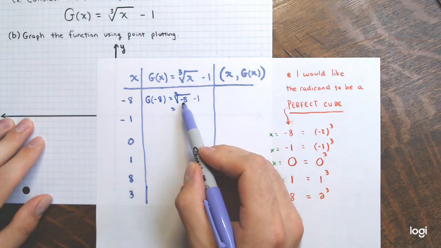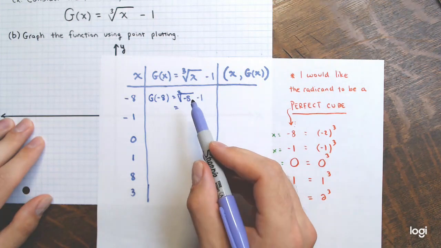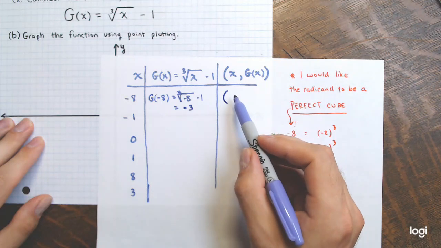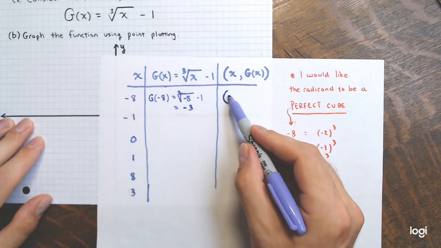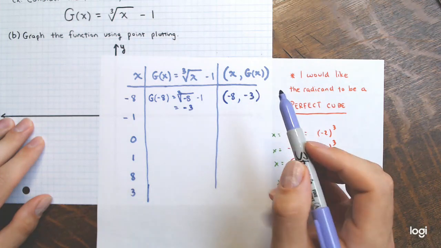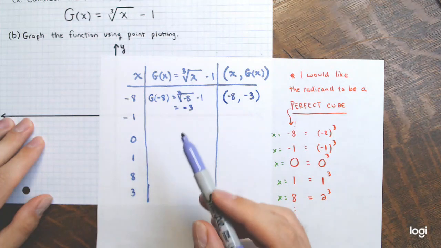Well, the cube root of -8 is -2, and -2 minus 1 is -3. So the point I'm going to be plotting is input -8, output -3, right? So that's the ordered pair I'm going to plot on the coordinate plane when I move this page.